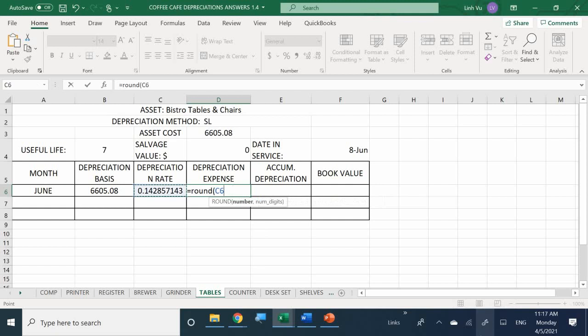So in this case, I am obligated to use my equal round. Okay? And I need to solve for just 1 month. So what is going to be my depreciation for the month of June? Anybody? What is the depreciation expense for the month of June?